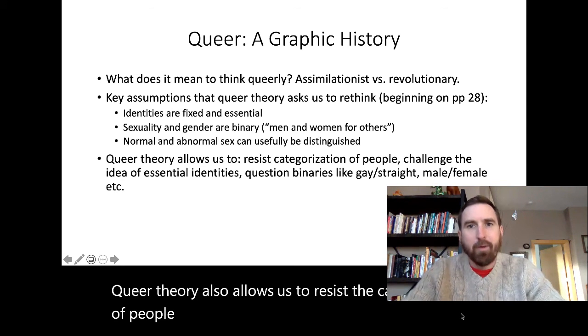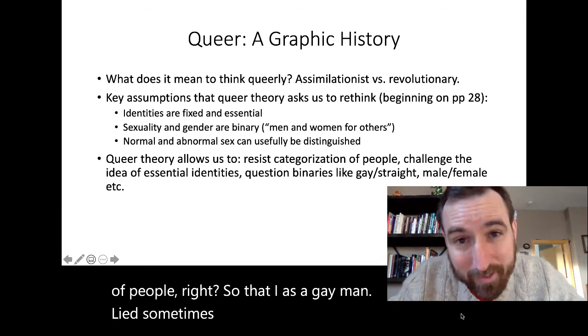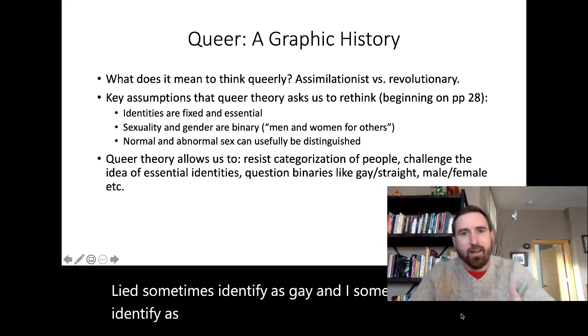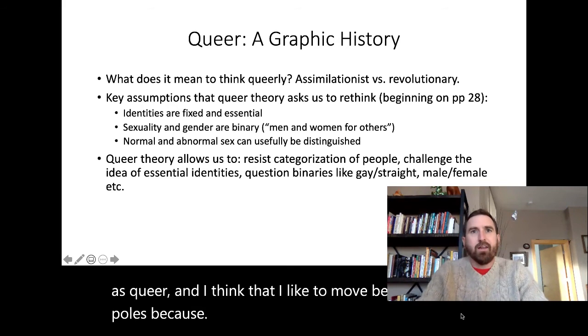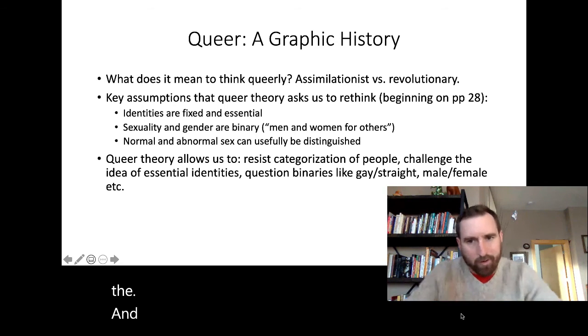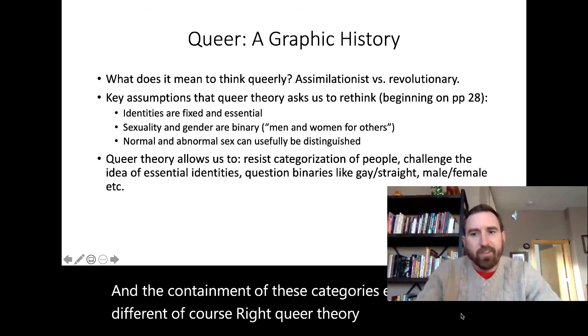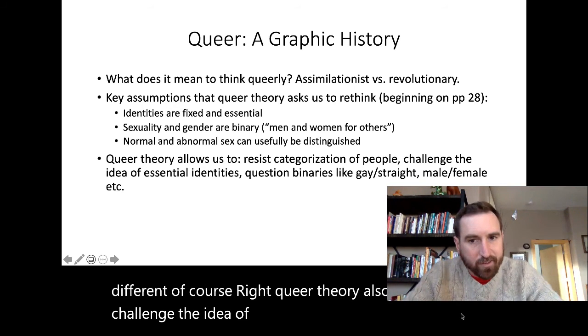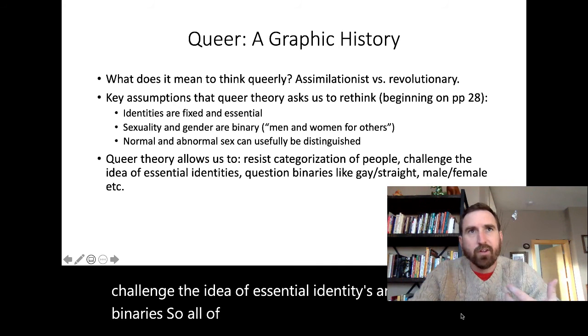So that I, as a gay man, sometimes identify as gay and I sometimes identify as queer. And I like to move between those poles because it allows me to escape the stereotyping and the containment of these categories. Everybody is different, of course, right? Queer theory also asks us to challenge the idea of essential identities and to question binaries. So all of this is what is at the core of thinking queerly.